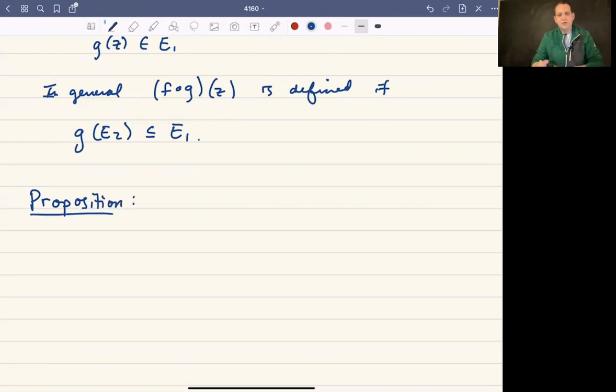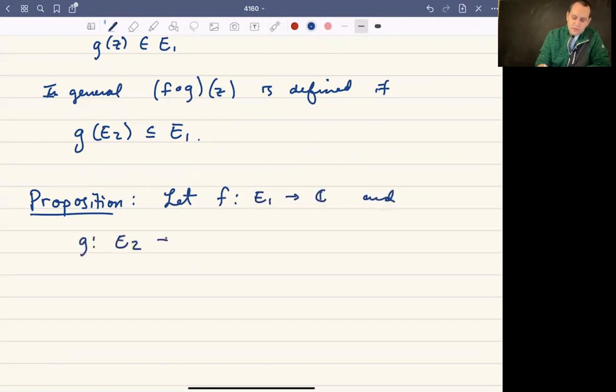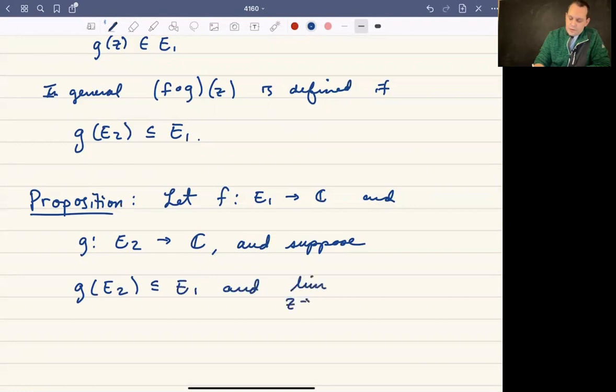So continuous functions are ones that play nicely with limits. So let's write this down. Let f be a function from E1 to C, and g is going to be a function from E2 to C. And suppose two more things. Let's suppose that the range of g is a subset of the domain of f, and that the limit of g of z, as z approaches z naught, exists. I don't care what it is. Let's just suppose that this limit exists.